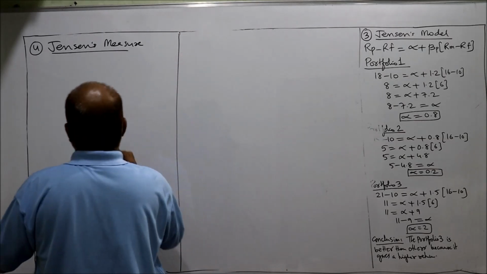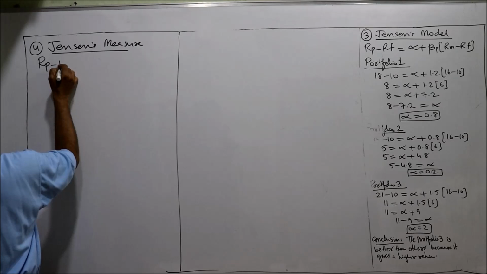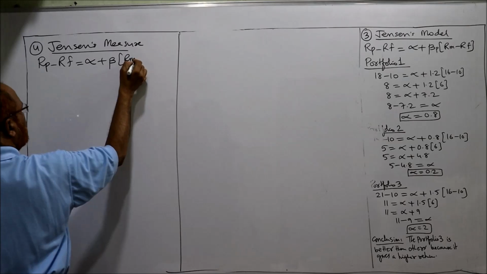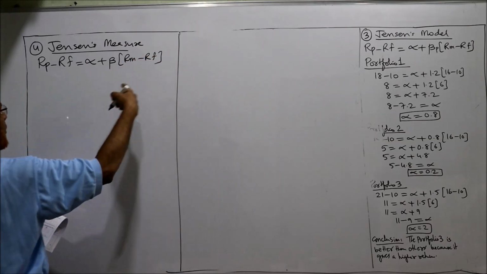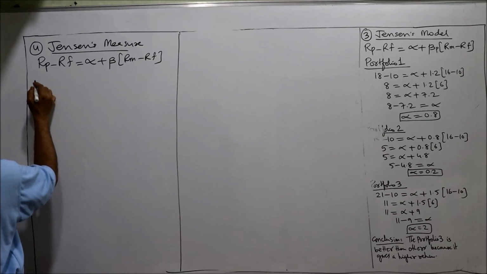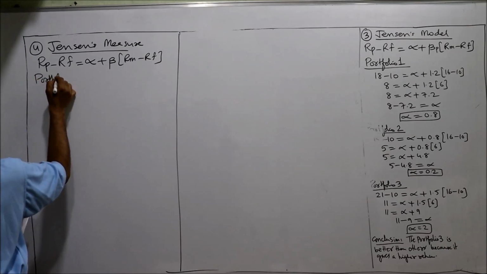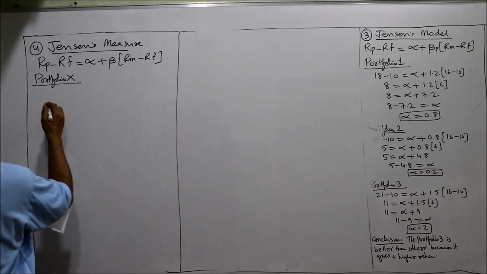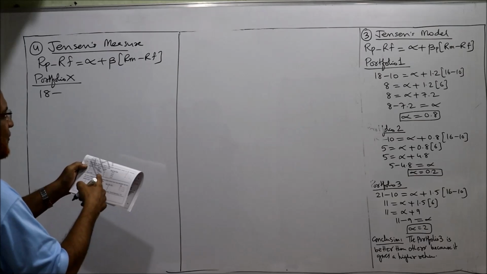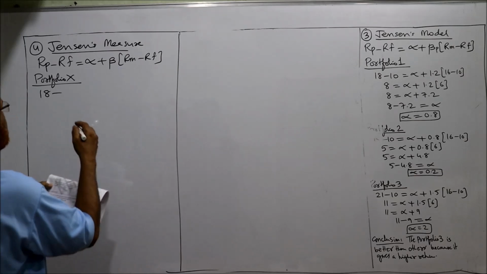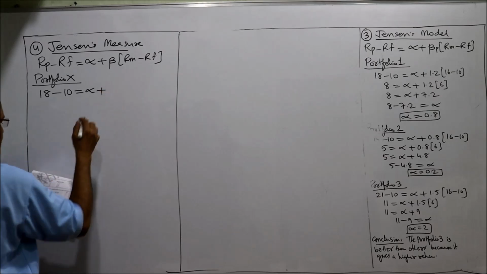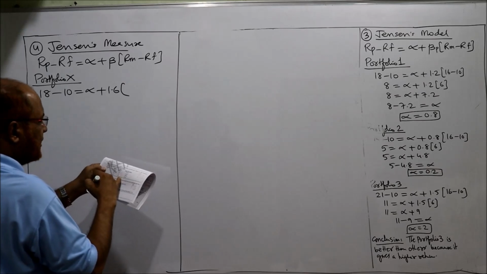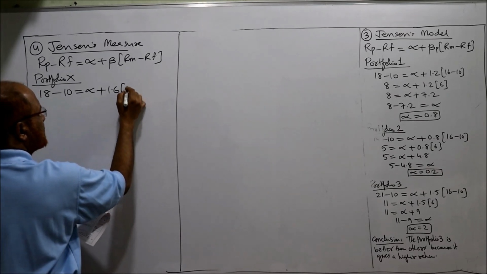Jensen's measure. The formula is Rp minus Rf is equal to alpha plus beta into Rm minus Rf. Same formula I have written. Now first, portfolio X. Return on portfolio X is 18% minus the risk-free rate, which is 10%, equals alpha plus beta, which is 1.6, into the market return. The market index is 14%.